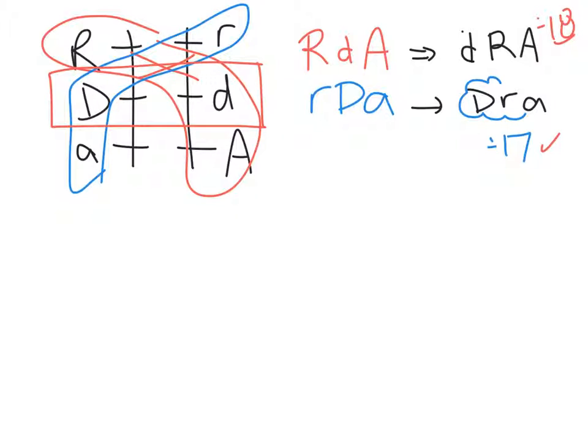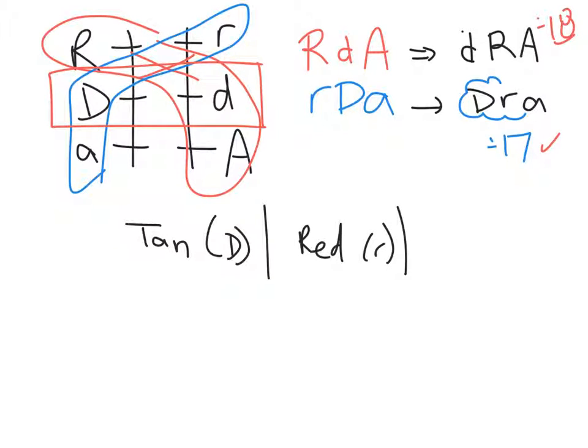And another way that you can do it, it's a little bit different, but what you can do is look back to the table and write out what you see for the double crossover events and the parental classes, I'm sorry. And so if you see something like this, where you have tan, that's your D allele, red, that's your lowercase r, and flat, that's your uppercase A, we'll find that the number of offspring is 0, and this represents one double crossover.